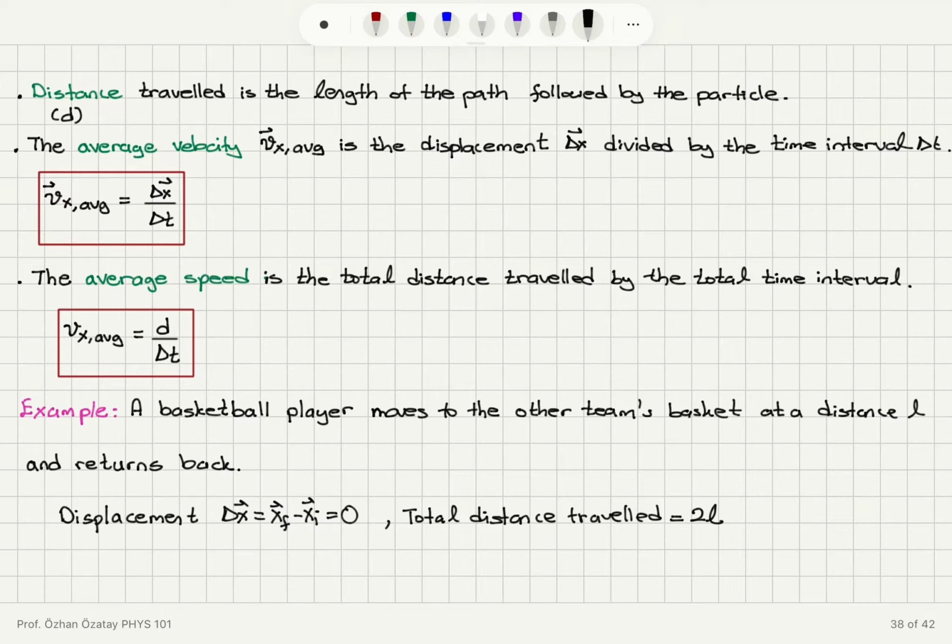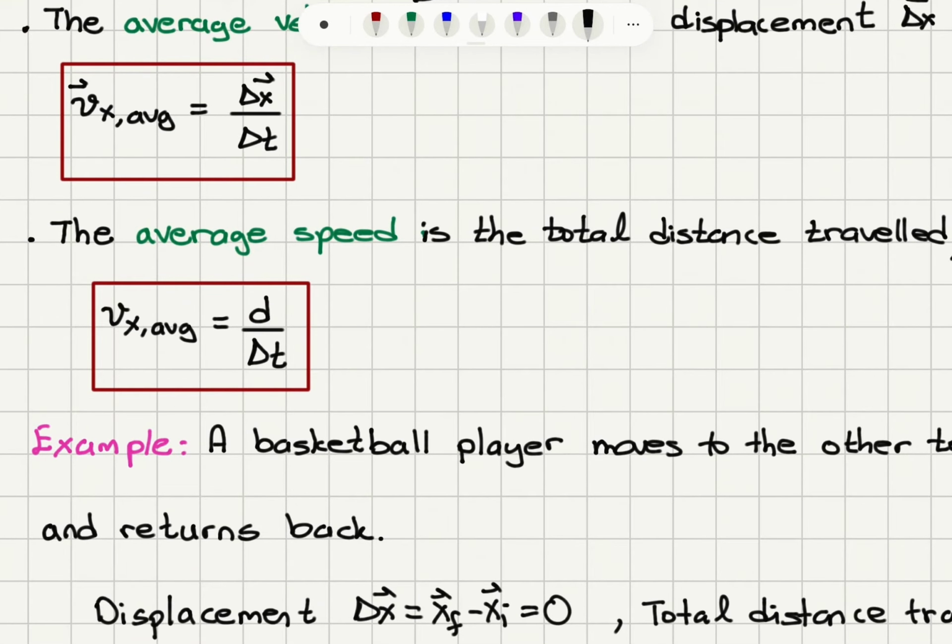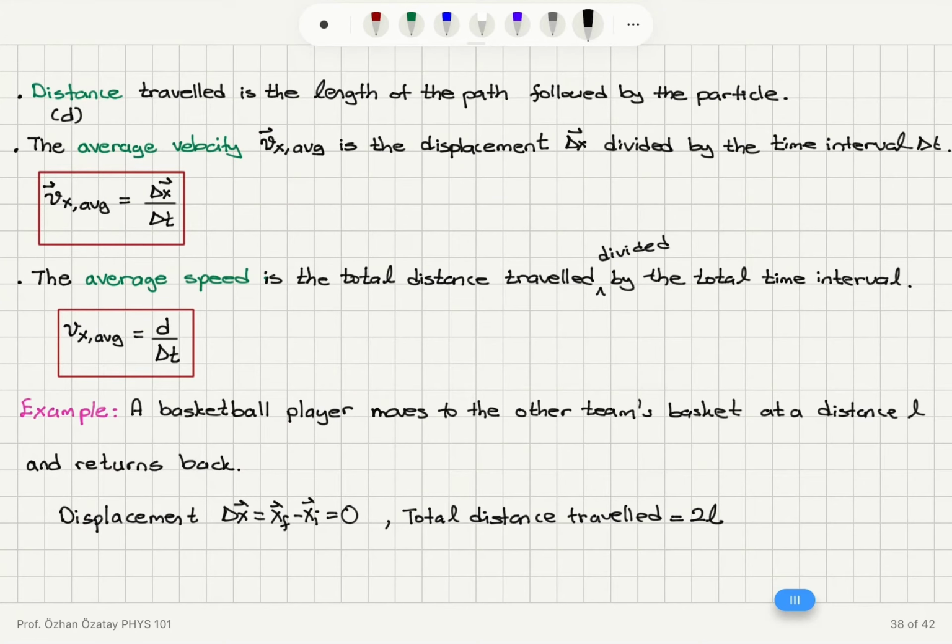This is the total distance traveled divided by the total time interval. So it is a scalar quantity, because distance is a scalar quantity and time is a scalar quantity, d divided by delta t is the average speed of the particle.